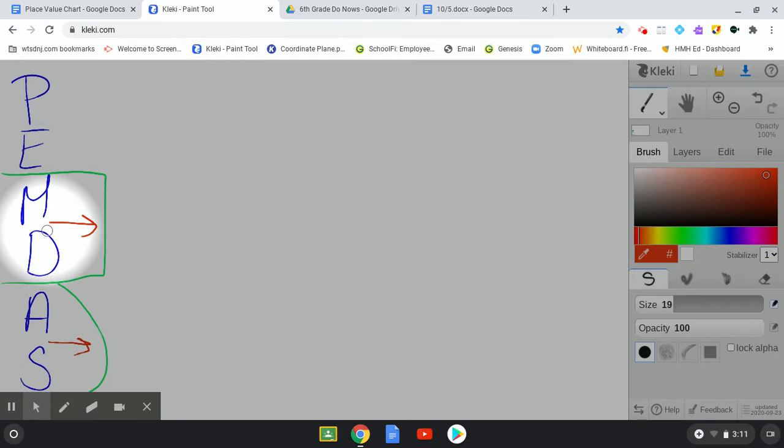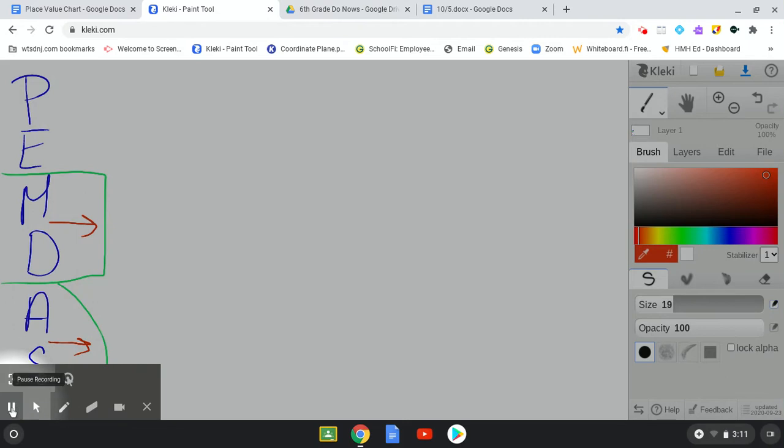So if the problem has both multiplication and division in it, you are going to solve whichever you see first from left to right. Addition and subtraction are also linked. So if you have both addition and subtraction in the problem, you are going to solve whichever you see first from left to right. But remember, you're always going to solve multiplication and division before addition and subtraction, unless it happens to be in parentheses.